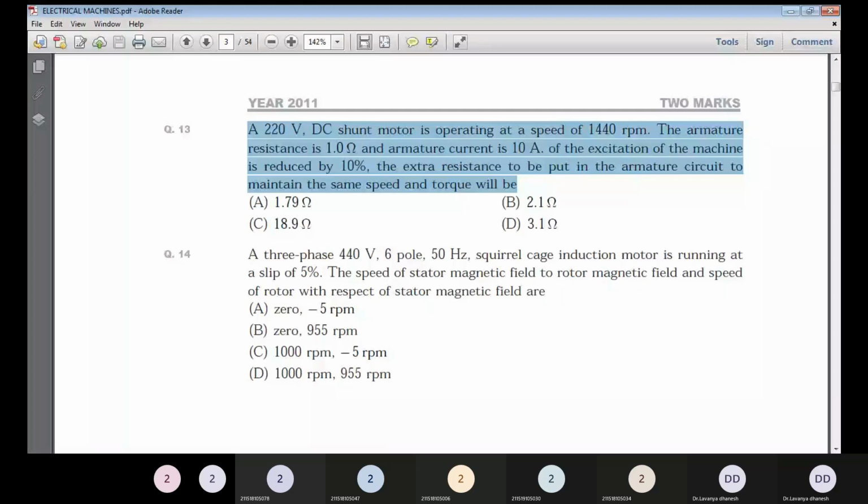See the question. The armature is 1.0 ohm and the armature current excitation is reduced. All these things we know, same speed and the same torque. So for the number of turns, I can put a capital N, N2 by N1. So N2 by N1 is the 5 by 2 by 5.